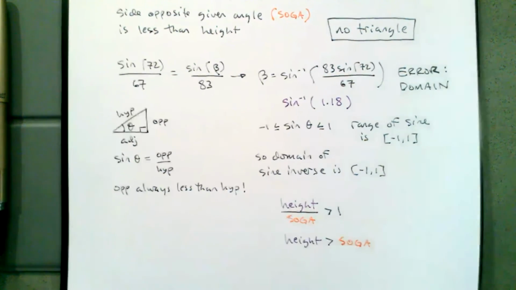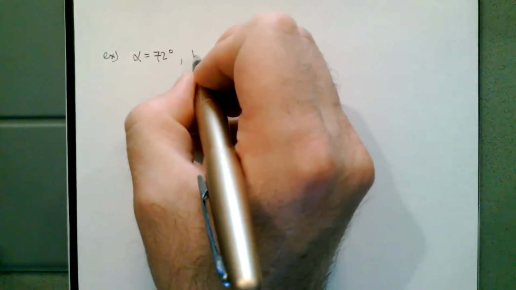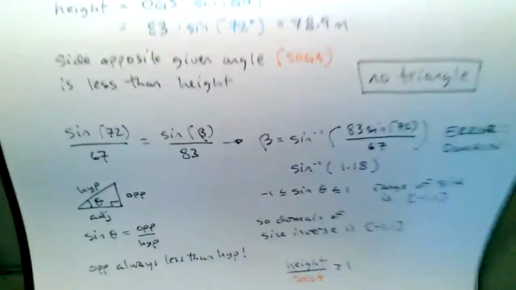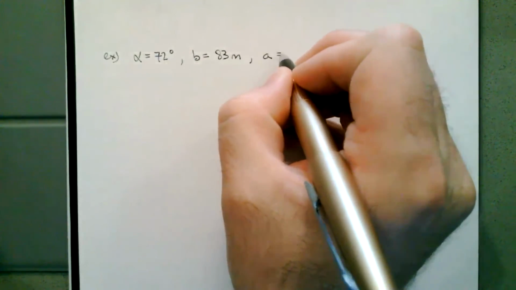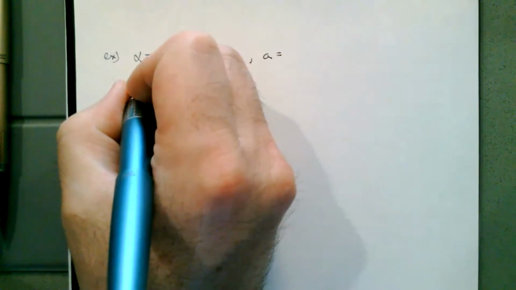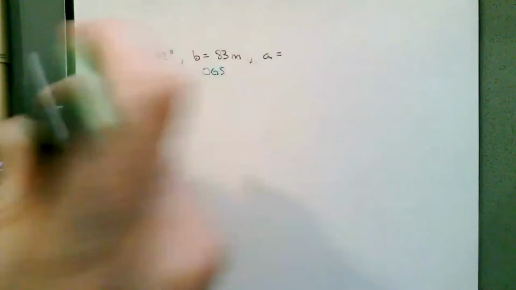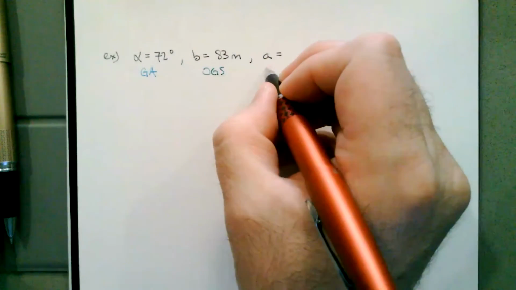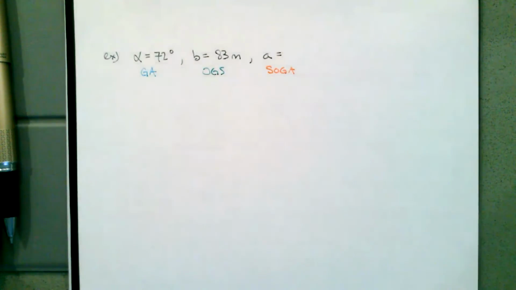So let's change things up a little bit. Let's suppose that alpha is 72 degrees. Side B is, I'm going to use the same setup, 83 meters. And side A, so here's our given angle. Here's our other given side, OGS. And so A is going to be our side opposite the given angle, SOGA. Minus D&D character. Soga Oggs, the triangular orc.